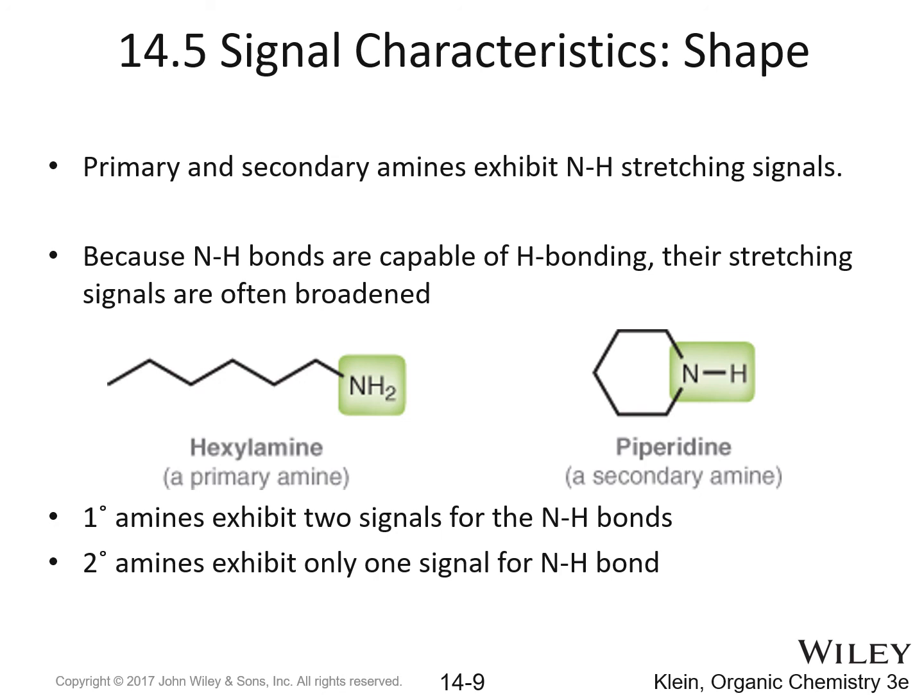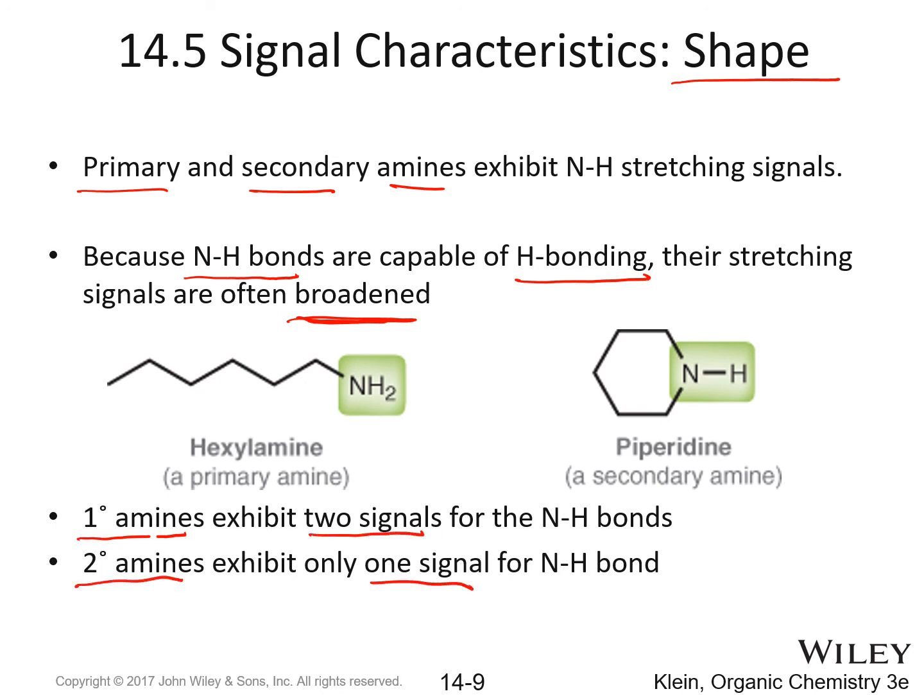Let's take a look at amines and their shape. These functional groups, primary and secondary amines, will give very characteristic signals in the IR spectra. Because the NH bonds can hydrogen bond, we often see a broadened peak for those as well. How do we differentiate between a primary and secondary amine? Well, primary amines will always give two signals, and secondary amines will give one. And we'll talk about exactly why they do that. But remember, a primary amine is a nitrogen connected to a single carbon. A secondary amine is a nitrogen connected to two carbons.